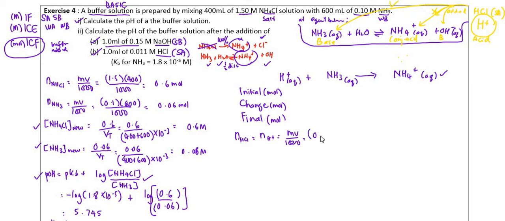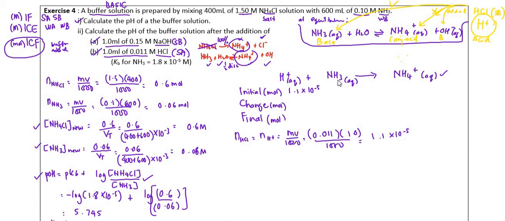Molarity is 0.011 multiplied by 1.0 from this data, right? Over 1000, and you will get the mole, which is 1.1 exponent -5. Insert this value in your table, 1.1 exponent -5.